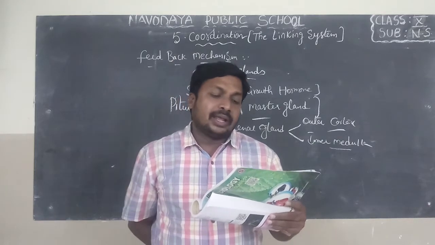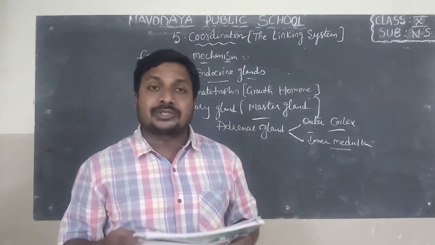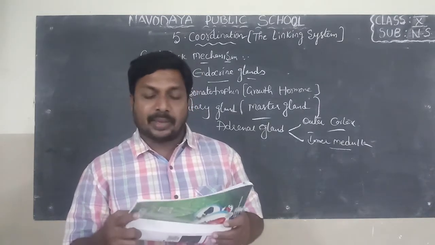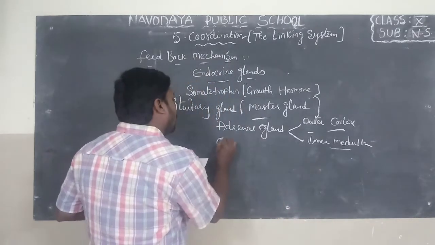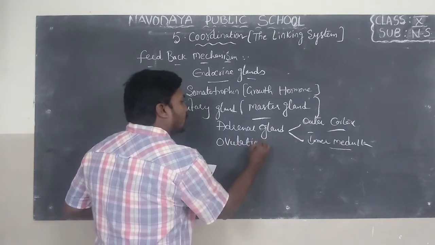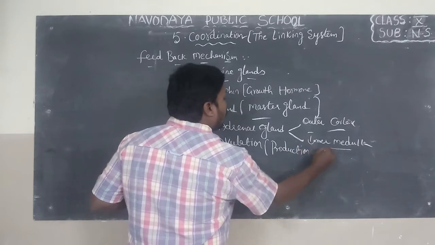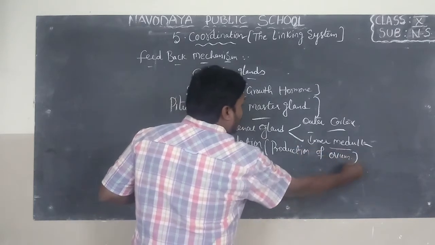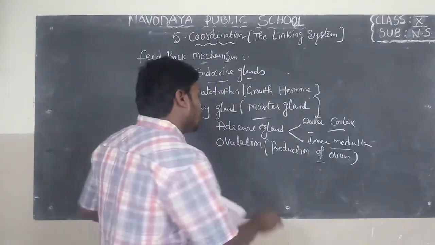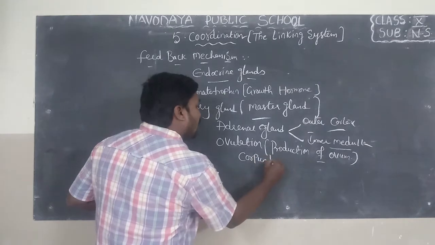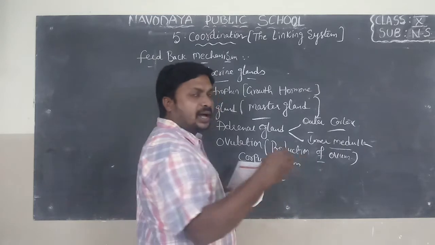Luteinizing hormone: in males, secretion of testosterone. Within brackets write down, it is a male sex hormone. In females, ovulation. What is meant by ovulation? Ovulation means production of ovum. Production of ovum is called ovulation. Development of corpus luteum. What is meant by corpus luteum? I will explain in the 6th lesson.